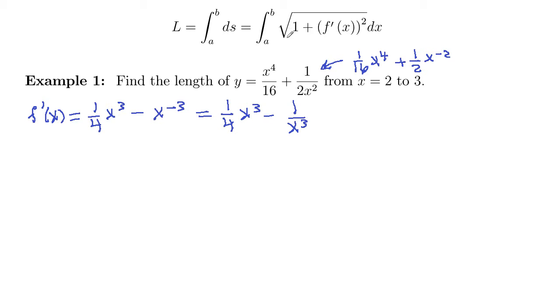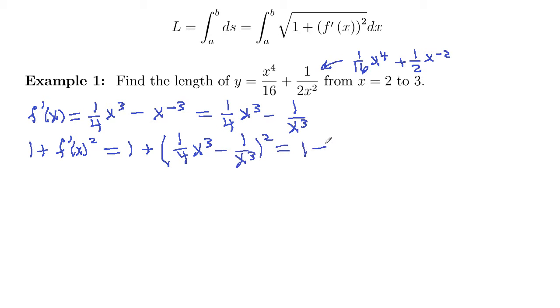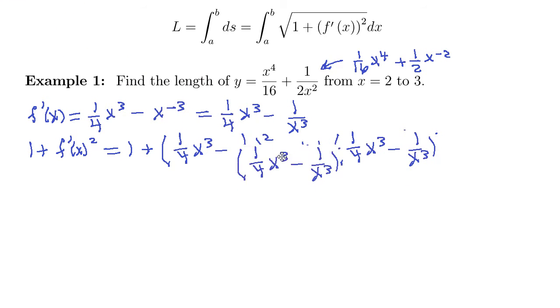So now let's find this expression, 1 plus f prime squared. We'll simplify that. So this will be 1 plus, and then our f prime is right here. So 1/4 x cubed minus 1 over x cubed, and that guy gets squared. So that means multiply this by itself. So 1 plus, let me go ahead and copy this and paste it. So you multiply it by itself twice.